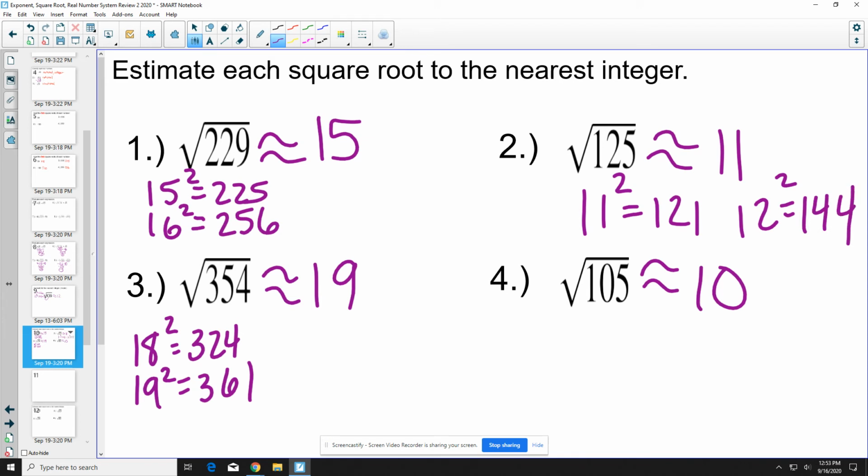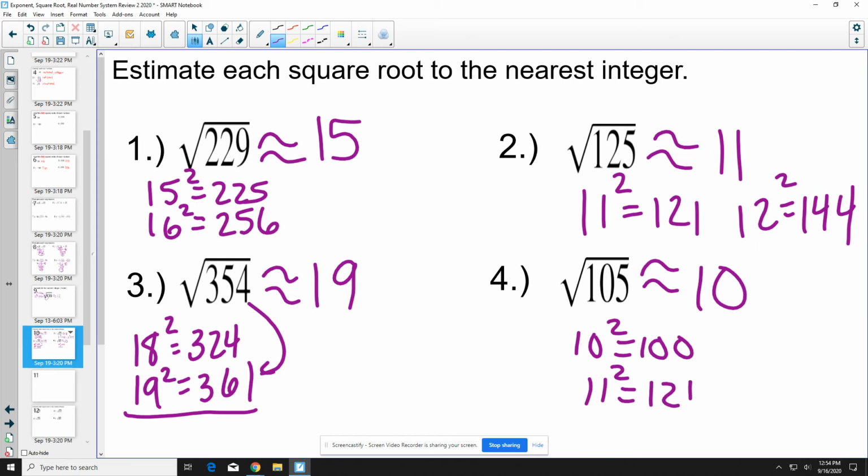Number 3, the square root of 354 is closer to 19 because 354 is closer to 361 than it is 324. And number 4, the square root of 105 is about 10 because 10 squared is 100, 11 squared is 121, 105 is closer to 100 than it is 121.